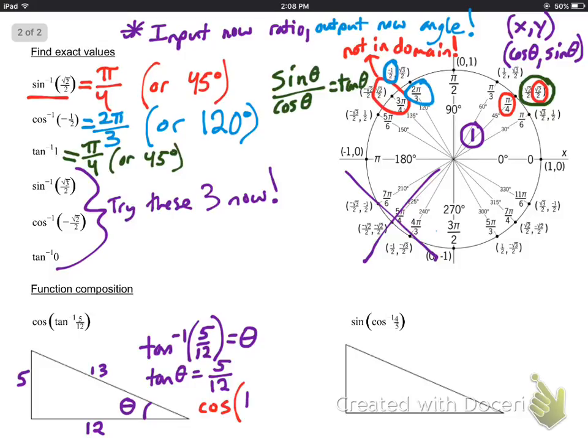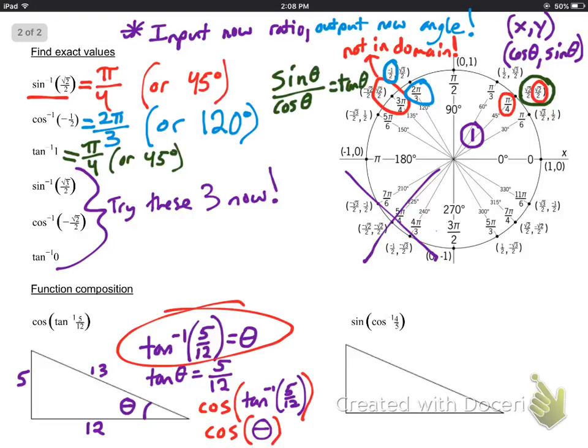Let's look then at cosine of that tangent inverse of 5 over 12. Well, if tangent inverse of 5 over 12 is theta, then cosine of that big ugly mess is the same as cosine of theta, right? Because I just said up here that they're equal. So we have cosine of theta, and this is like a super easy problem now because you guys know your SOHCAHTOA. Cosine is adjacent over hypotenuse, so you get 12 over 13.